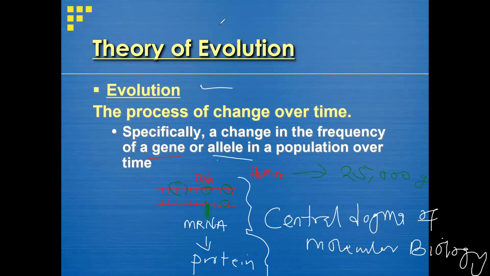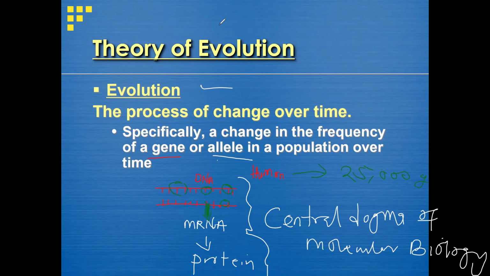Specifically, as we said, evolution is a process of change over time. And this change that happens in living organisms over time is due to a change in the frequency of a gene or allele in a population over time. So that is the concept and the definition of evolution. It's a process whereby living organisms change from one form to another form over a long period of time, and this happens as a change in the number of occurrences of genes or alleles in a population.